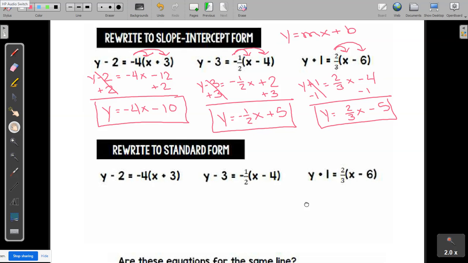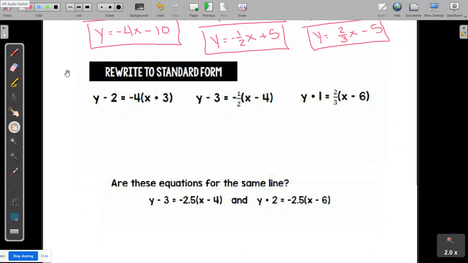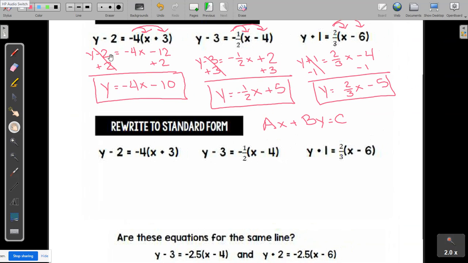Now we're going to take our point slope formula and rewrite it into standard form. And standard form, if you remember, is ax plus by equals c. So these equations here are the same equations as above. So we have to get rid of the parentheses, and that's the same process for each problem here. So we can take our slope-intercept form and rearrange it into standard form. So we're going to piggyback off of the steps we did before.